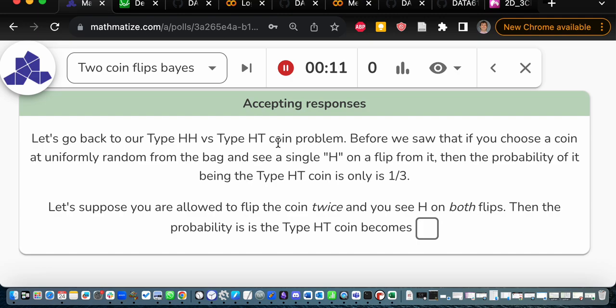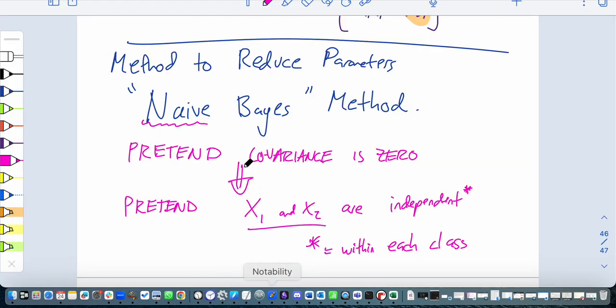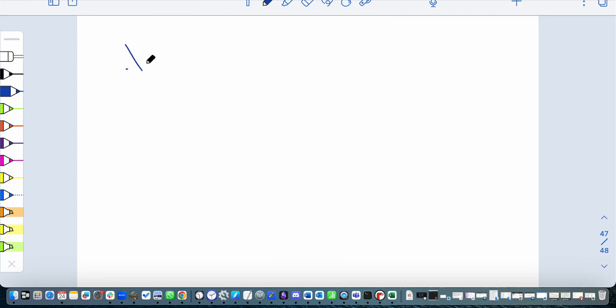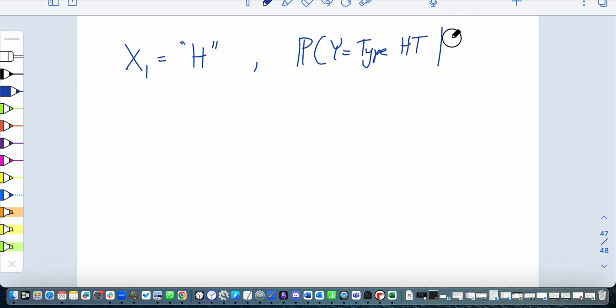Before, we said you pick a coin out of the bag and you flip it. If you see a head on the coin flip, then what is the probability it is the type heads-tails coin? It is only 1/3, right? And this was our first example of doing a Bayesian classification. Before, we had just an x1, so x1 was equal to heads, and the question was, what is the probability that y equals type heads-tails given x1 equals heads? That was what we did before. And today, we're doing the same thing, but the two-dimensional version.